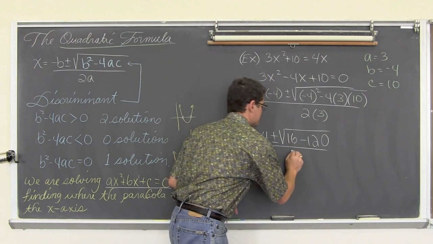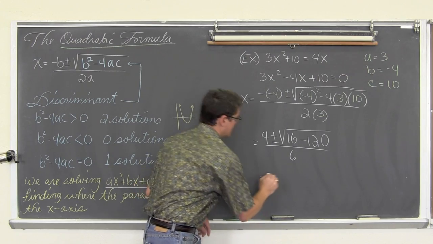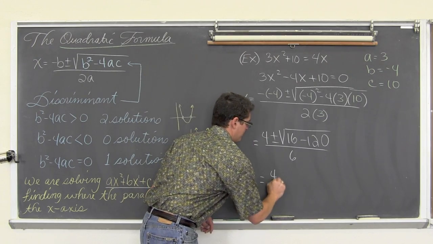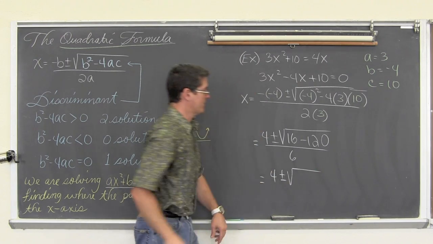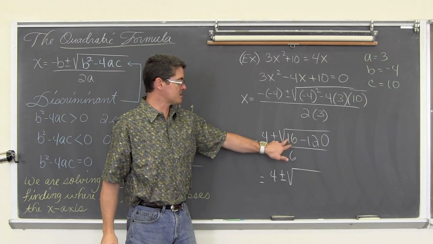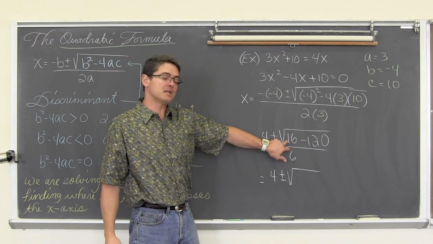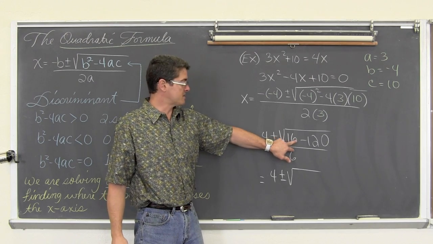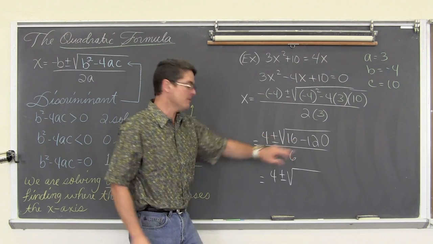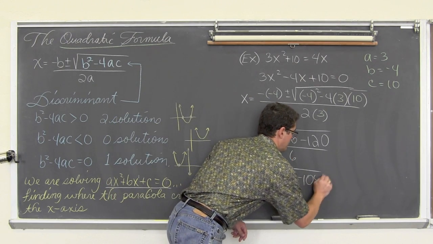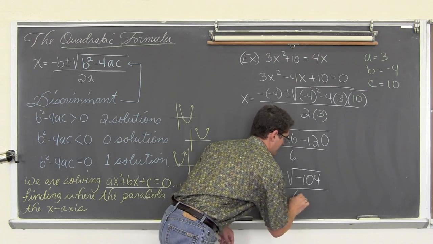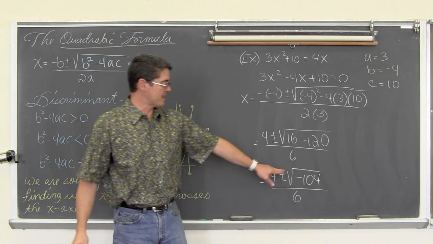2 times 3 is 6. We have 4 plus or minus the square root. Now, this is positive, this is negative. So I'm going to subtract these numbers. 120 minus 10 is 110. 110 minus 6 is 104. Now I said 104, but it is negative.